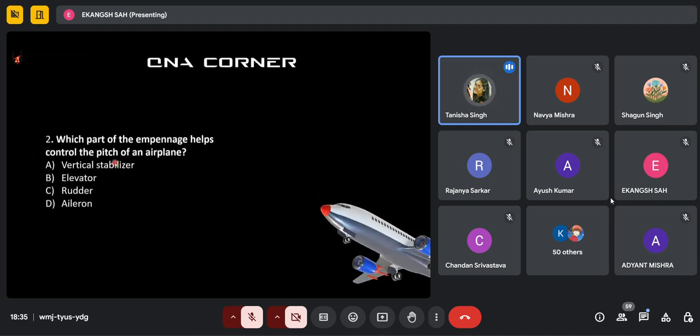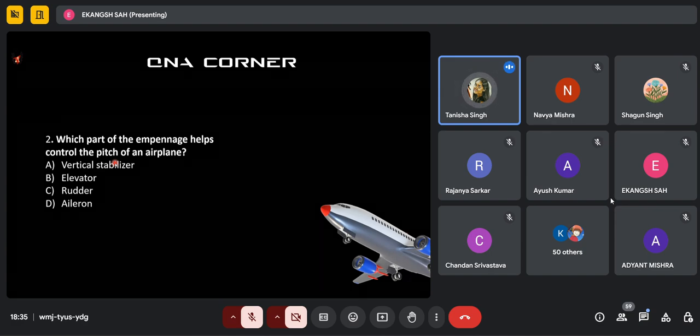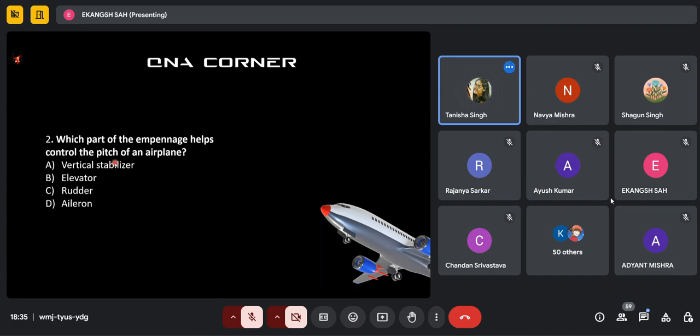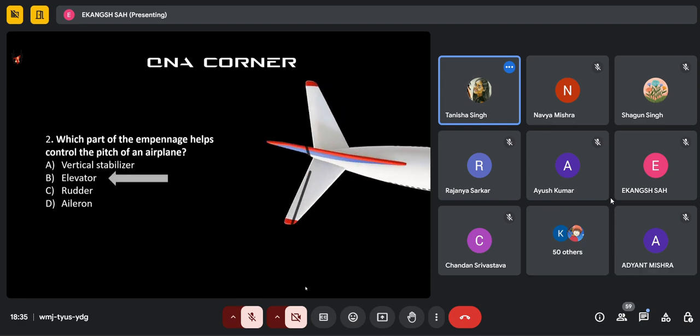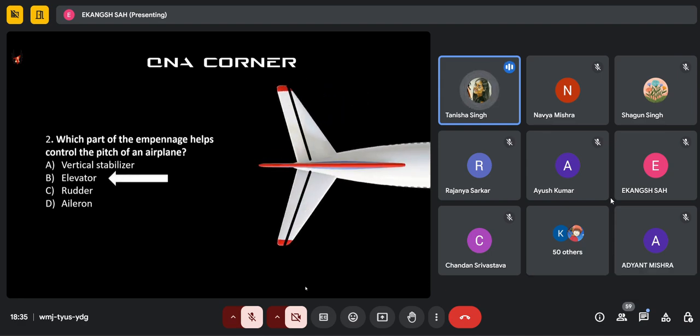Before that, we'll be taking up a question: which part of the empennage helps to control the pitch of an airplane? Most of you must have answered, but those who are left, kindly answer in the chat box. Okay, since I cannot see any of the responses, okay, got one. So you guys are correct. The correct answer is elevator. Okay, moving forward.